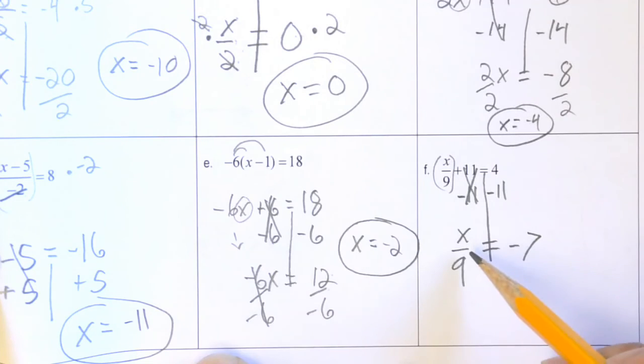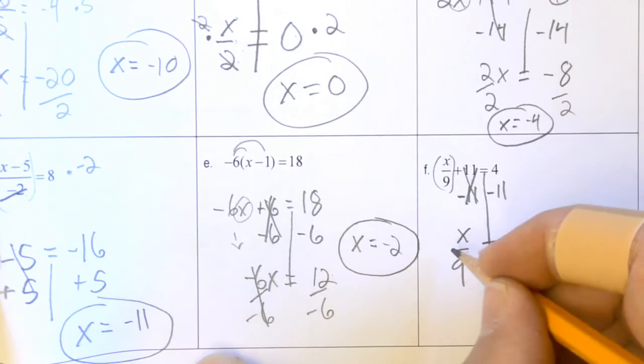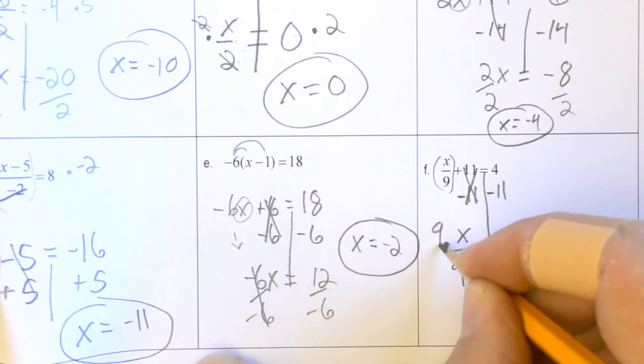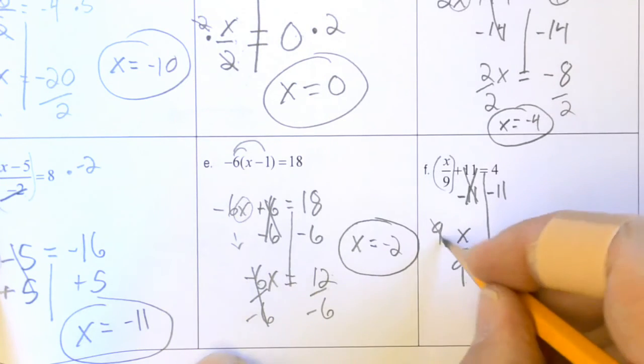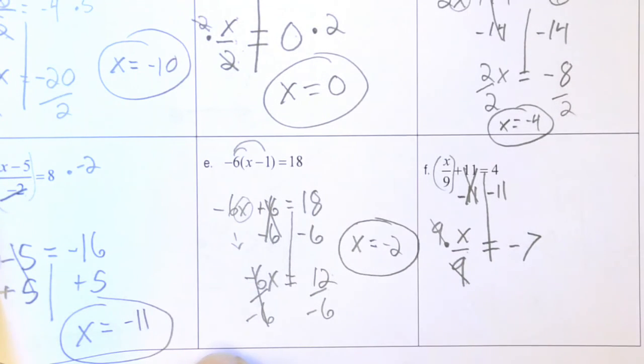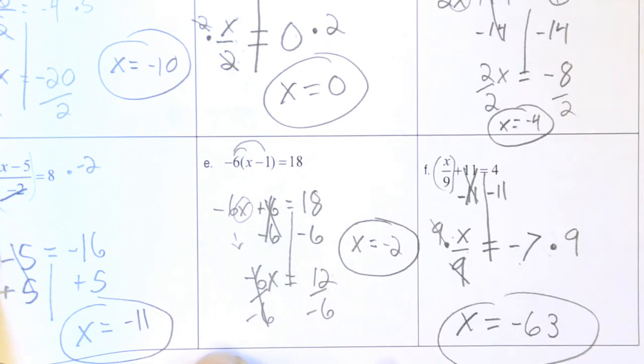And because I have a fraction here, x is being divided by 9, so I have to multiply by 9 on both sides. Cancel out, my fraction's gone. All right, think of fractions as dividing. We used multiplication to get rid of it. So x equals, if I multiplied by 9 here, I have to multiply by a 9 here. Negative 7 times 9 is negative 63. There we go. That was lesson 3, number 2, letters A through F.